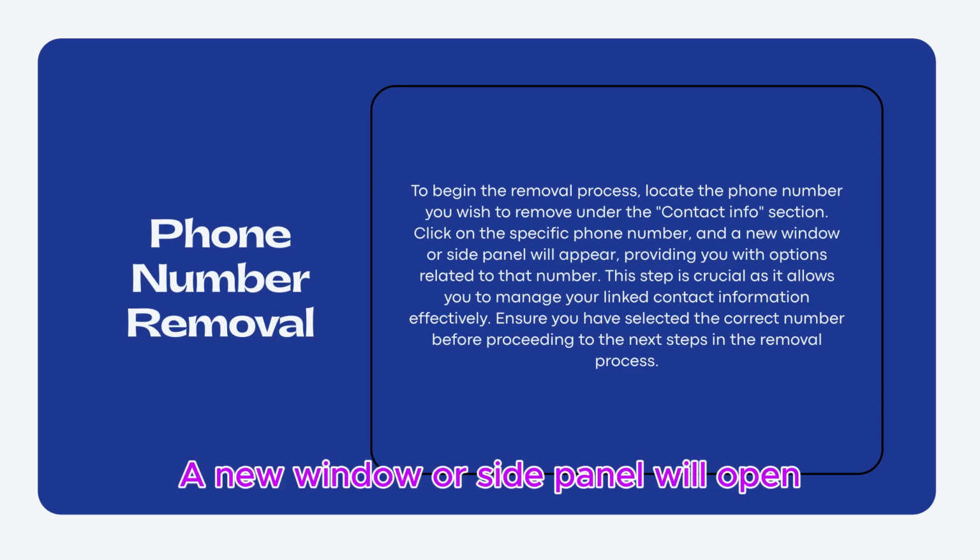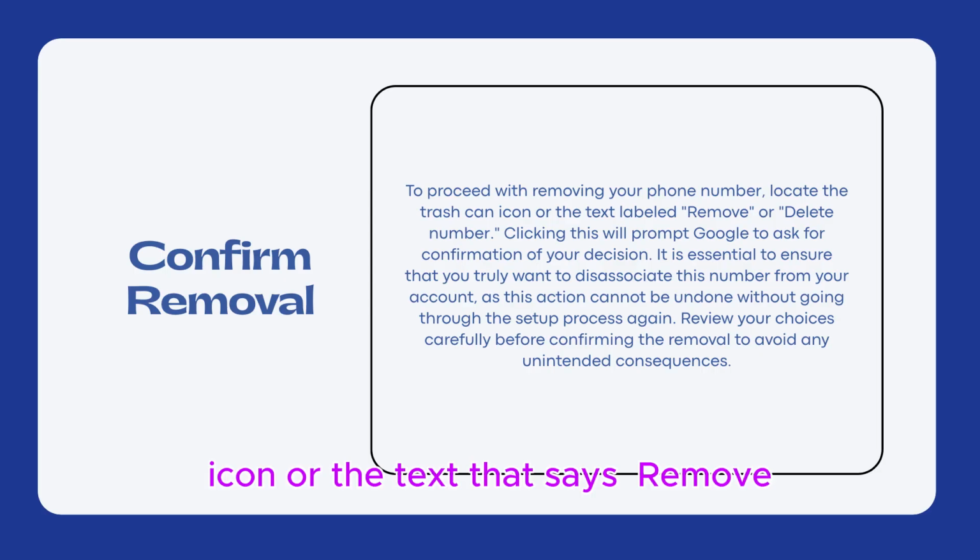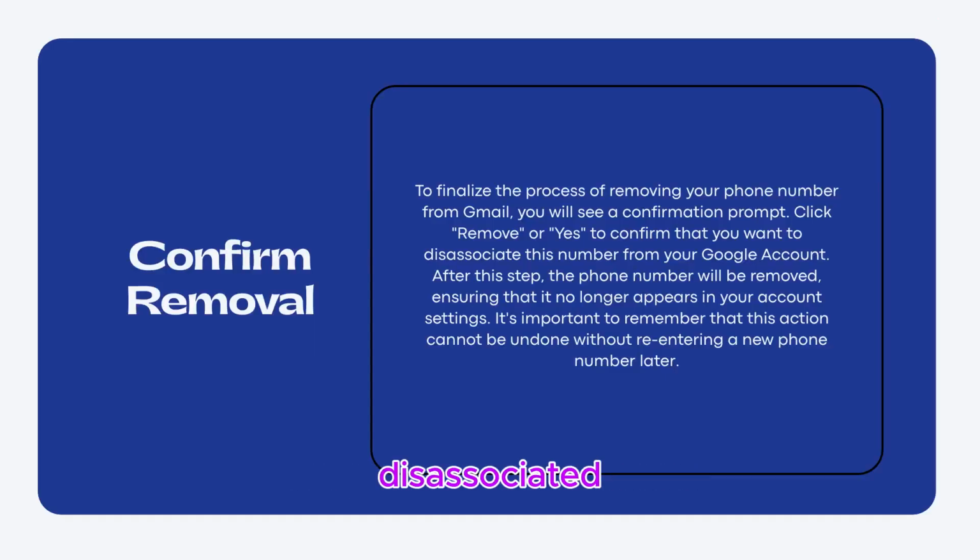A new window or side panel will open. Click the trash can icon or the text that says remove or delete number. Google will ask you to confirm this action. Click remove or yes to confirm. The phone number is now disassociated from your Google account.